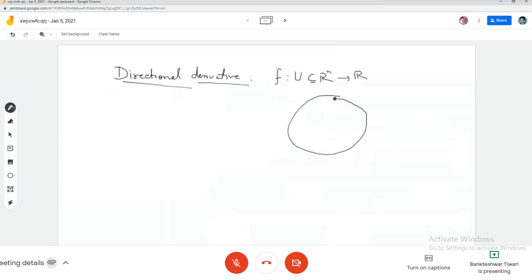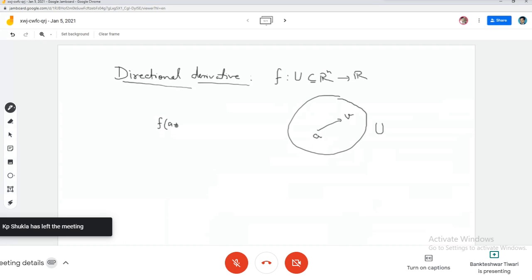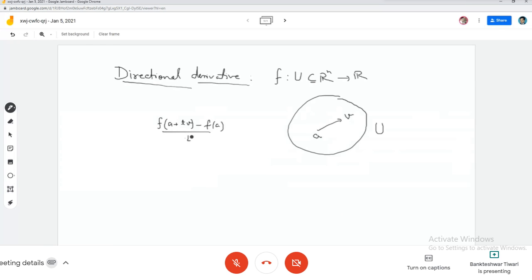So this is your U, and take a point A and a direction V, and then we consider this ratio f(A plus tV) minus f(A) divided by t, and its limit t tending to 0. If this limit exists, we call this quantity the directional derivative of f at the point A in direction of V.